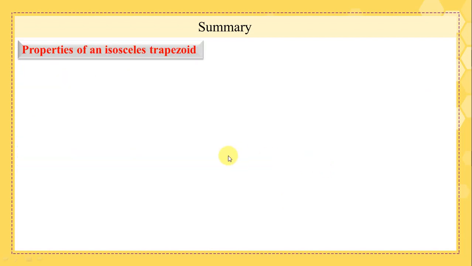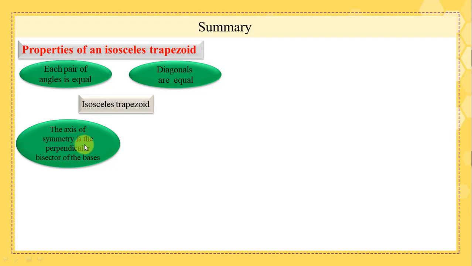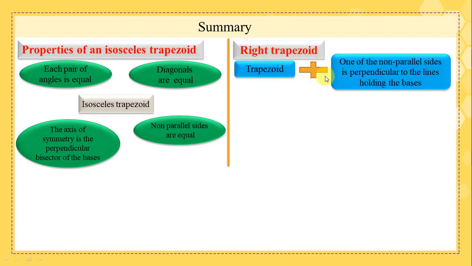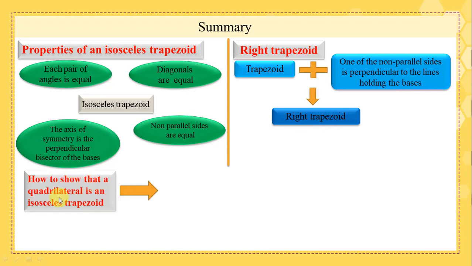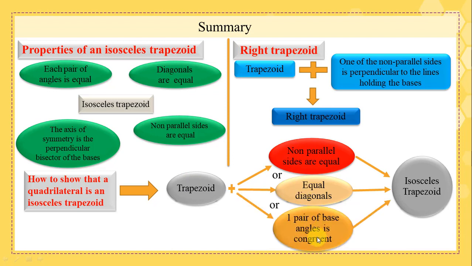Properties of an isosceles trapezoid. Isosceles trapezoid: each pair of base angles is equal, diagonals are equal, the axis of symmetry is the perpendicular bisector of the bases, and the non-parallel sides are equal. A right trapezoid: a trapezoid plus one of the non-parallel sides is perpendicular to the lines holding the bases. How to show that a quadrilateral is an isosceles trapezoid? First, it is a trapezoid plus non-parallel sides are equal, or equal diagonals, or one pair of base angles is congruent. We get an isosceles trapezoid.